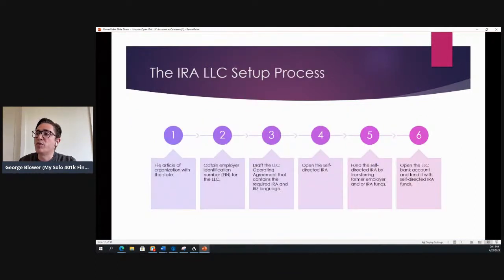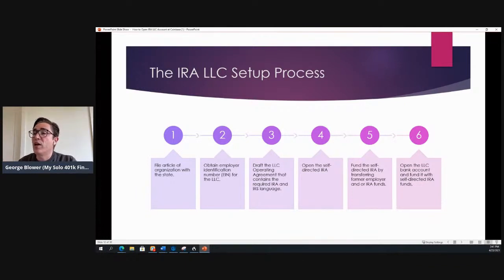Again, just to emphasize, step one is filing the articles of organization with the state to form that LLC, and obtaining the EIN number for the LLC. Then draft the LLC operating agreement that's going to contain the required IRA and IRS language. Open the self-directed IRA account, which could really be on almost a parallel path, and fund that self-directed IRA account by transferring money from a former employer plan or a pre-existing IRA account.